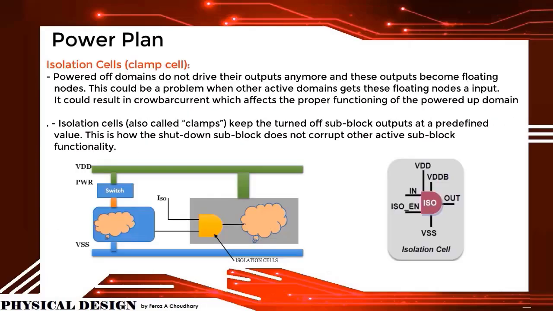Isolation cells: here power off domains do not drive the output anymore, and these outputs become floating nodes. This could be a problem when other active domains get these floating nodes as an input. It could result in crowbar current, which affects the proper functioning of the power up domain. Isolation cells, also called clamp cells, keep the turned off subblock output at a predefined value. This is how the shutdown subblock does not corrupt other active subblock functionality.